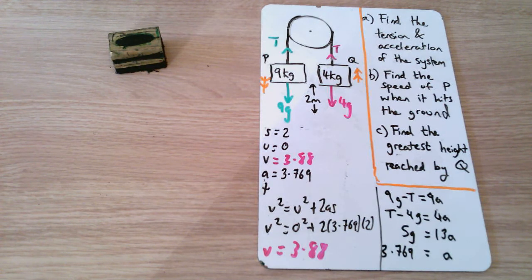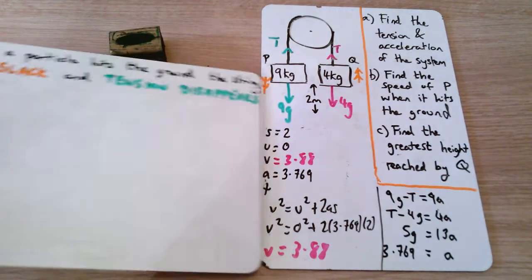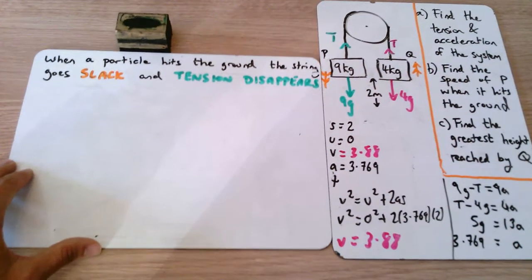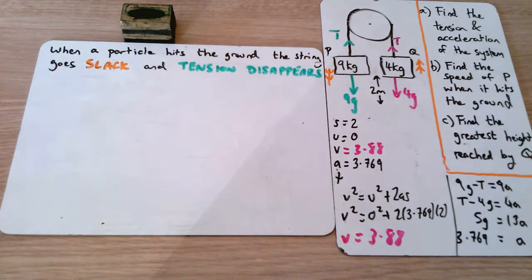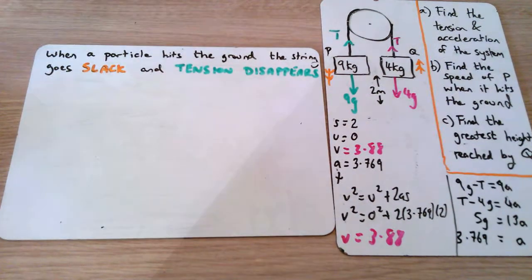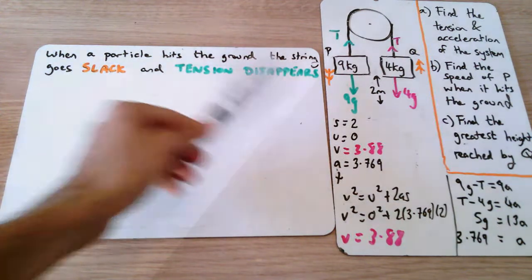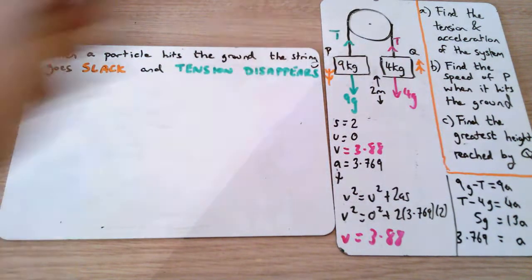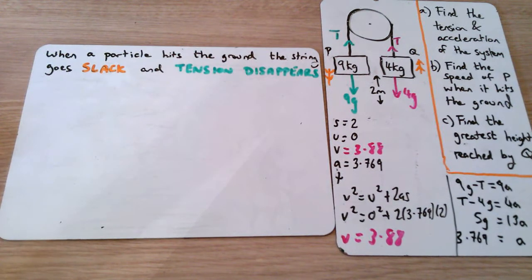But a very, very key important thing to note is that you'll get questions where particles will hit the ground, and you'll get questions where strings will get snapped. What we need to understand is that when a particle hits the ground, the string goes slack and tension disappears. So these T values become 0. It's the same as if the string was cut, there'd be no tension anymore.